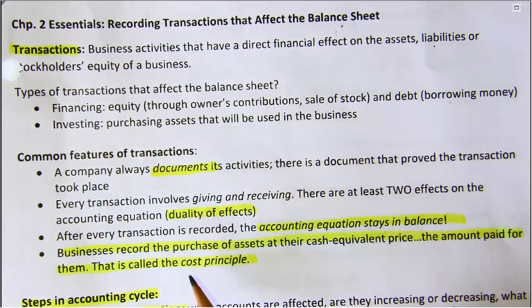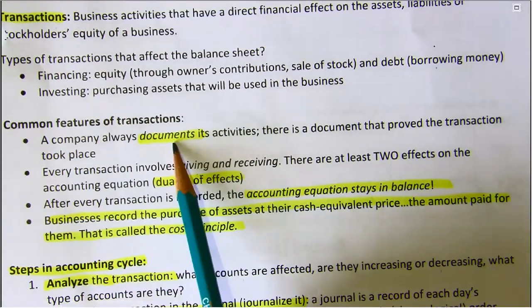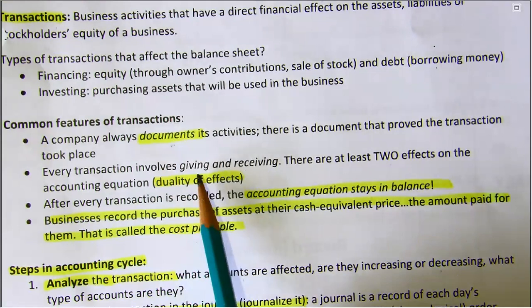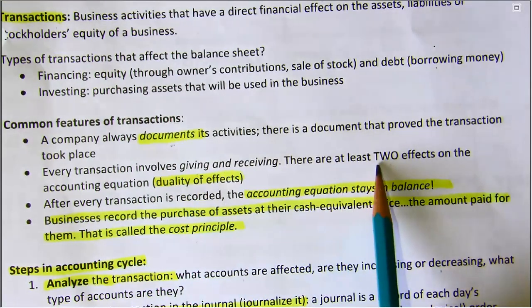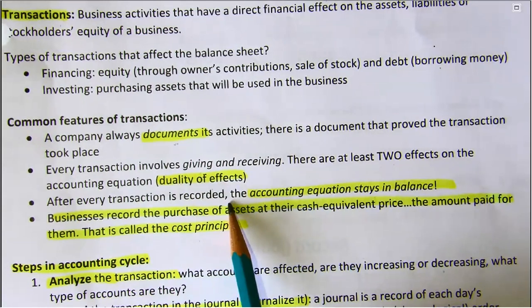We said common features to all transactions are that, first of all, there has to be some proof that it occurred, some type of document to back that transaction up. Every transaction involves a giving and a receiving. There are at least 2 effects on the accounting equation. That's called the duality of effects. We'll be seeing that today. After every transaction is recorded, the accounting equation stays in balance.